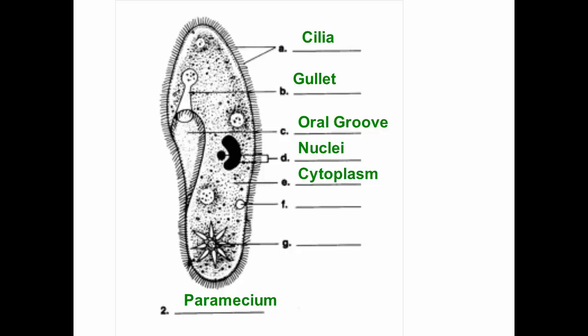F is how waste leaves this paramecium. It's called the anal pore. And last, number 9. What did I say could be shaped like a star? The spokes bring water in, the middle area pumps it out. No, that's a contractile vacuole. It pumps water out to maintain water balance.